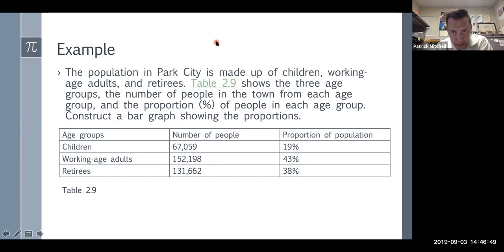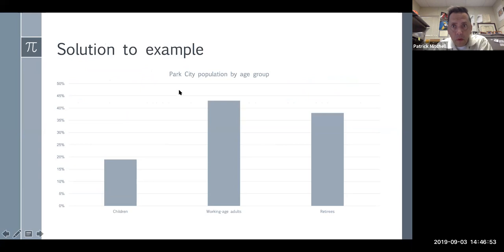So if you look at what I came up with, again, using Excel, we've got the categories written across the bottom, and then going up along the y-axis, we have the proportion. So here's the 19%, here's the, what was it, 43% and the 37%, something like that.